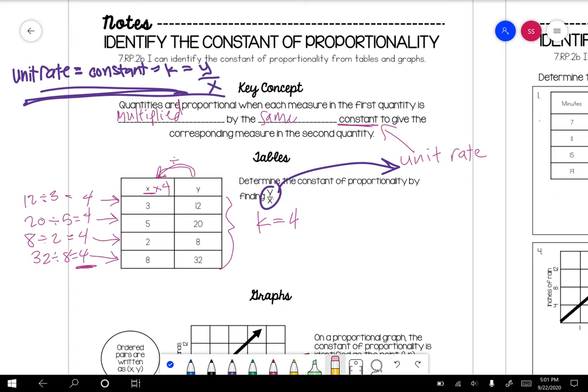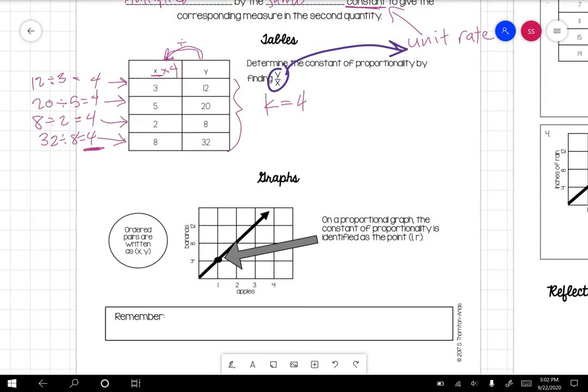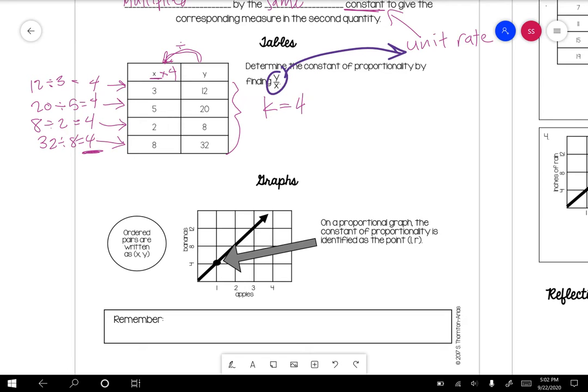Okay, so that's a review. We have talked about this before. If it doesn't ring a bell, hopefully that helped. But let's talk about graphs now. Let's talk about graphs for a second. So in graphs, the constant of proportionality, or the unit rate, is identified by the point (1, r). So basically you're looking at whenever this variable line is 1, what is the matching y value?